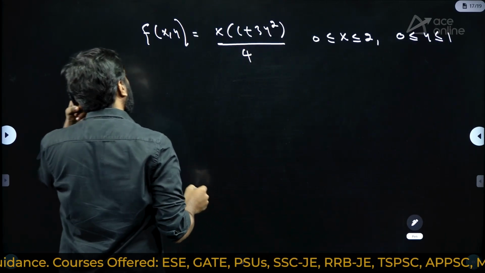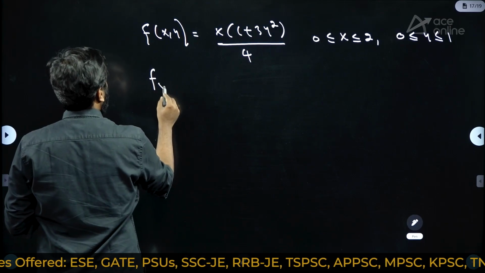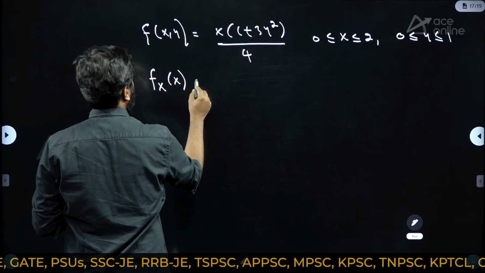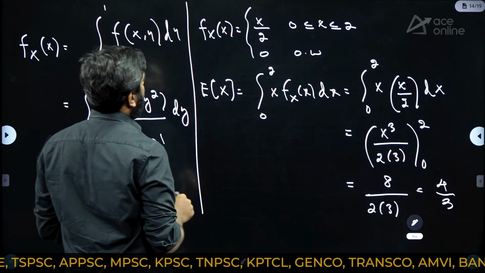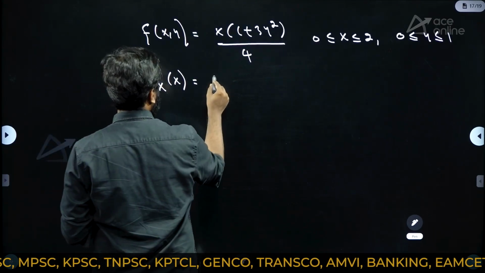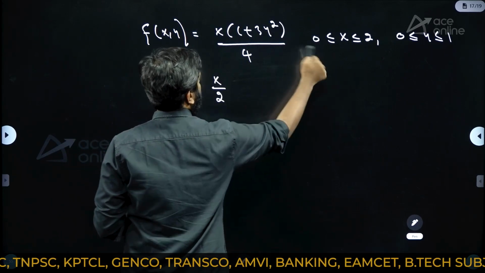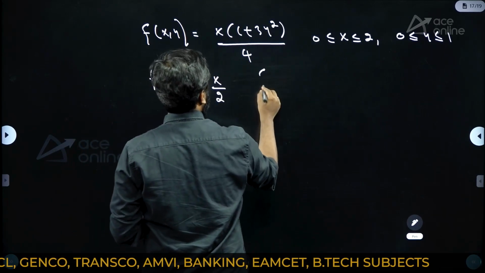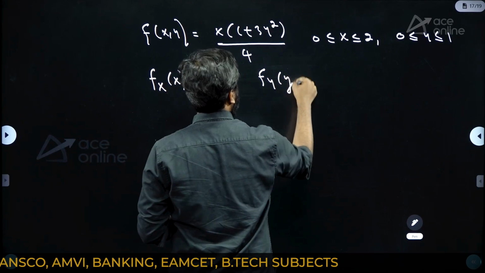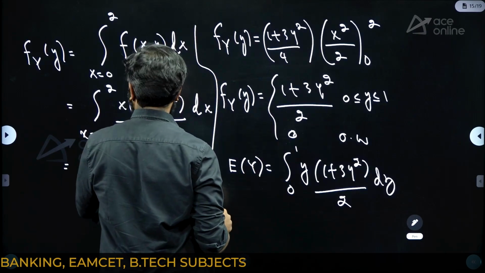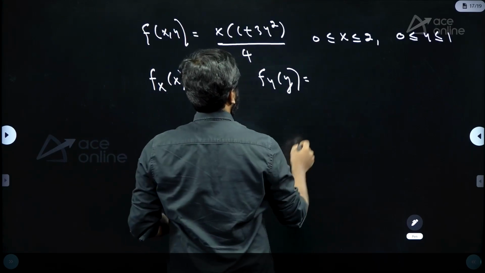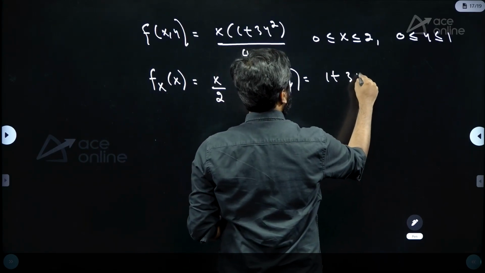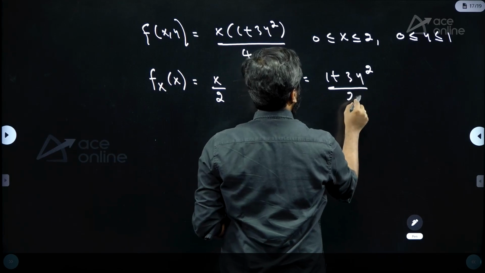Now what were the marginal density functions, students? What was fx of x? Write it, fx of x. It is x by 2, okay. I'll just write their expressions, x by 2 in the same interval, students, in the same interval. What was fy of y? Fy of y we have just calculated here. It is (1 plus 3y square) by 2.